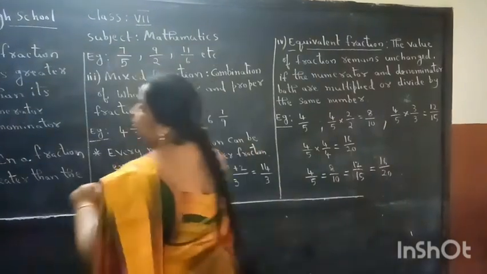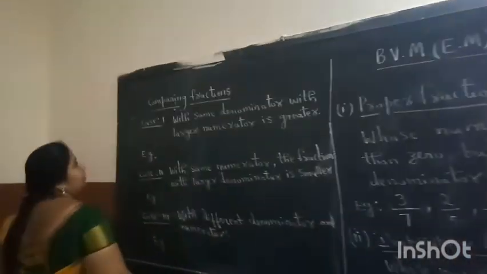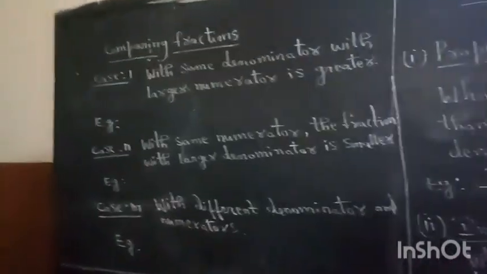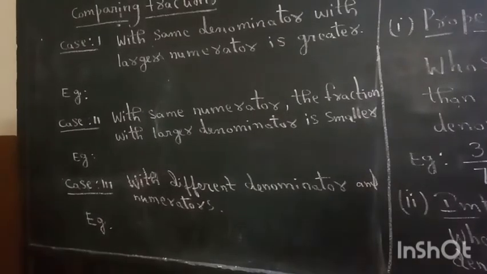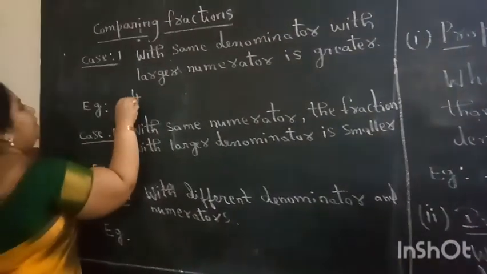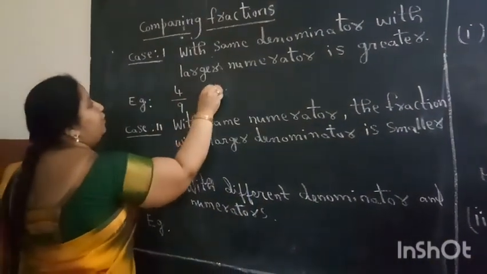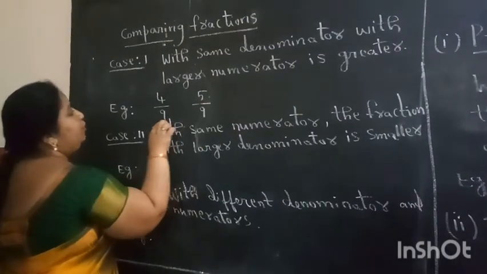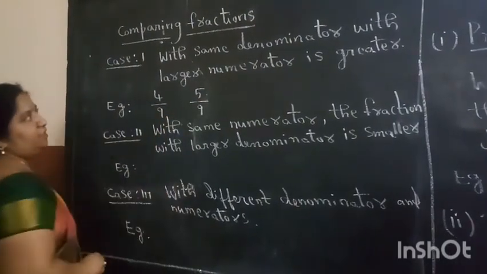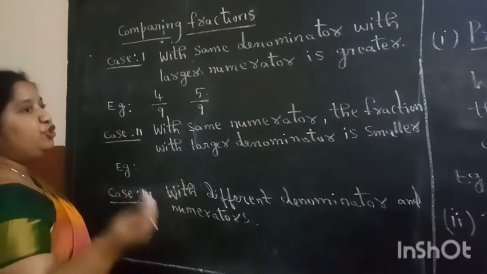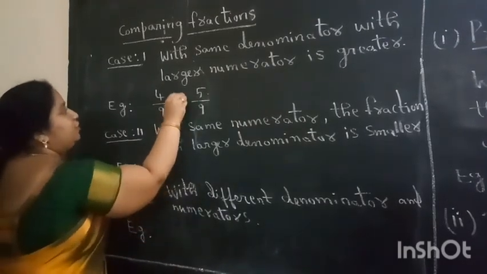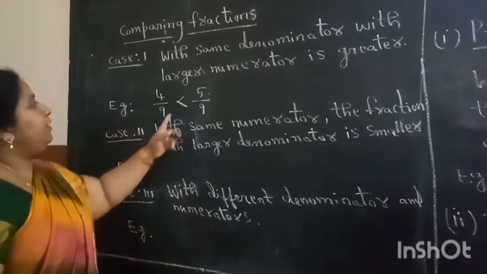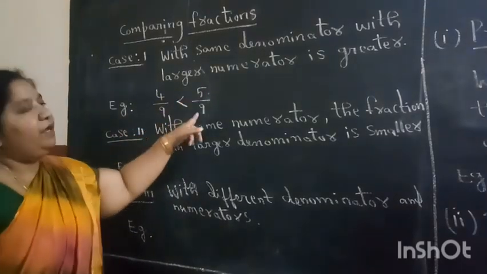Next, comparing fractions. With the same denominator, the fraction with the larger numerator is greater. Suppose 4 by 9, 5 by 9. Here both denominators are 9. In that case, which numerator is greater? Here 5 is greater. So 4 by 9 is less than 5 by 9.